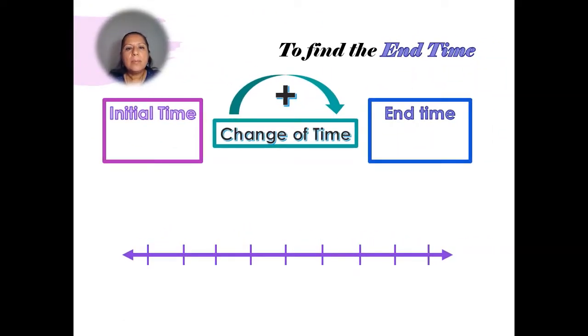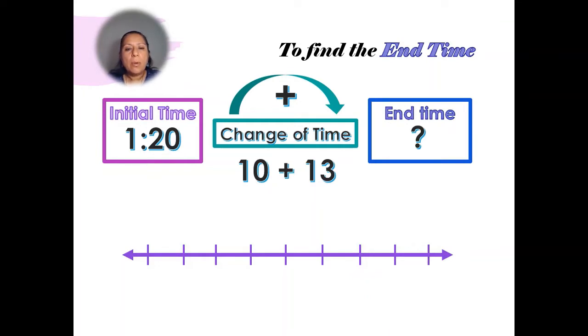So let's see what is important to know when you are trying to find the end time in an elapsed time problem. In this problem, Anne arrives home at 1:20, which is going to be the initial time. Then she's going to be talking to a friend for 10 minutes, and after that she's going to wash the dishes for about 13 minutes. That's going to be the change of time. The question says, at what time does she finish washing the dishes? That means we don't know the ending time. That's going to be our question mark.